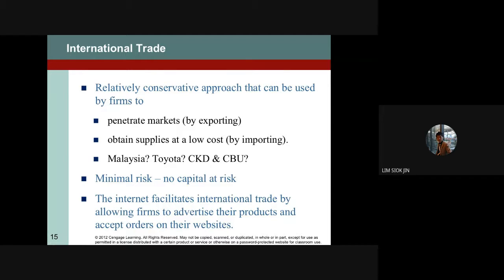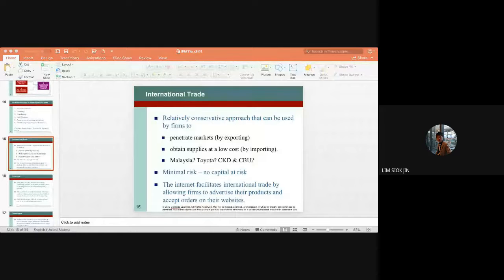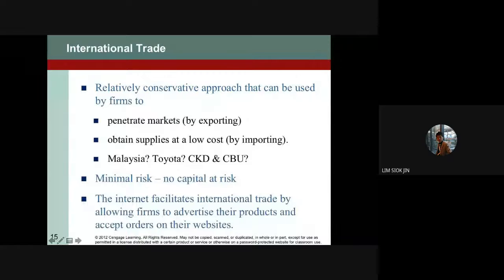What is CKD? What is CBU? Sorry, is that? Yes, Mala, you raise hand. Anything? Okay, wrongly pressed. Okay, let's continue.